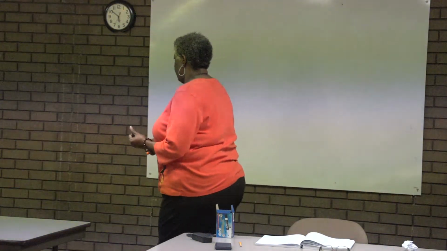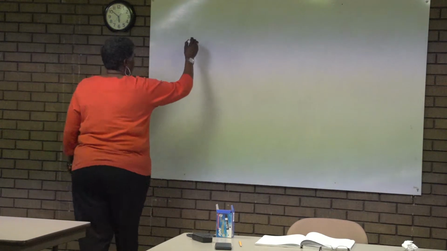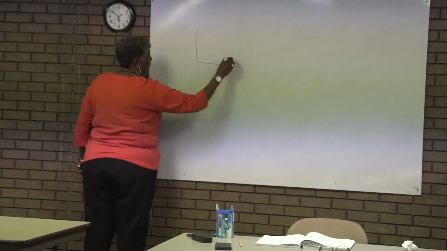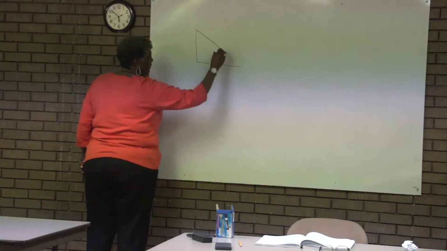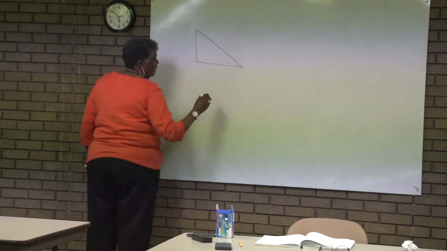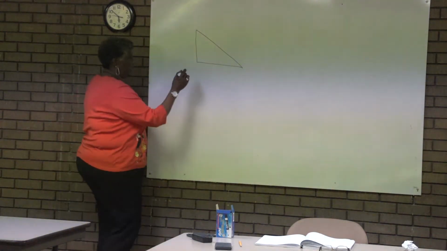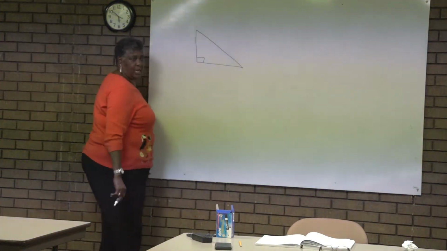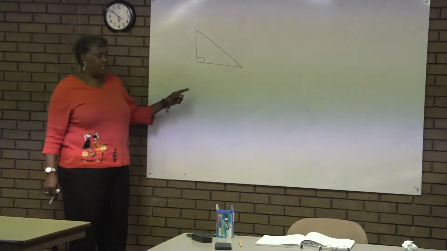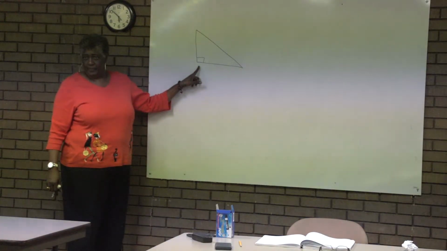it shows us that in a right triangle, and it has to be a right triangle. What is a right triangle? What makes it a right triangle? What does a right triangle have in it? 90 degrees. A 90-degree angle.